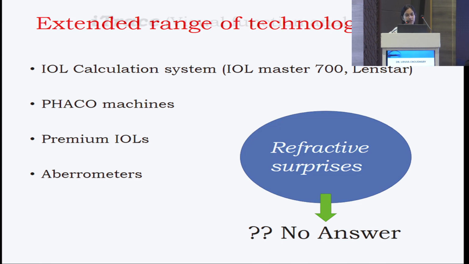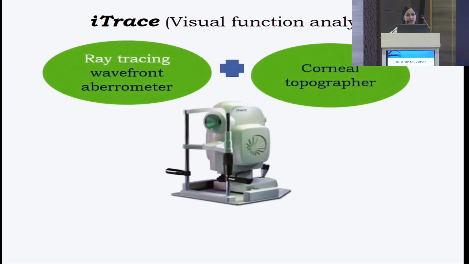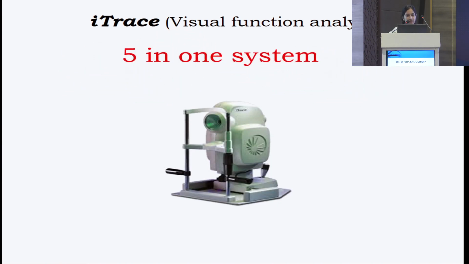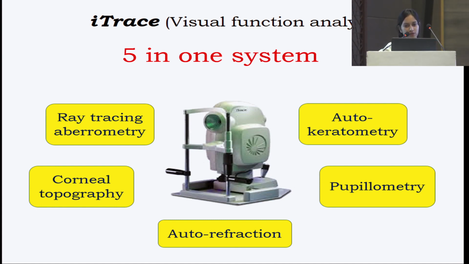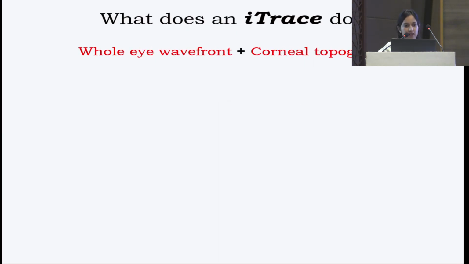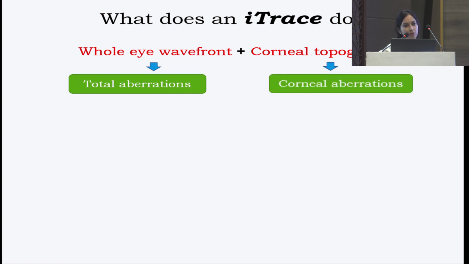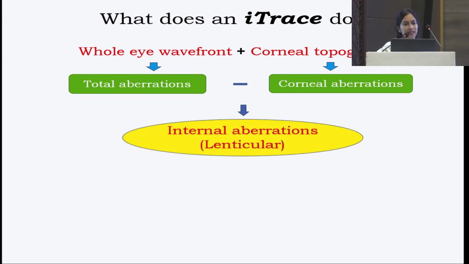To answer this comes the help of iTrace, which is an aberrometer with a corneal topographer. It is a 5-in-1 system which gives us ray tracing aberrometry, the whole eye wavefront, corneal topography, autorefraction, autokeratometry, and also pupillometry. The whole eye wavefront will measure total aberrations of the eye, and corneal topography will measure the corneal aberrations. When we subtract the corneal part from the total aberrations, we get the internal aberrations, which mainly consist of the lenticular part.